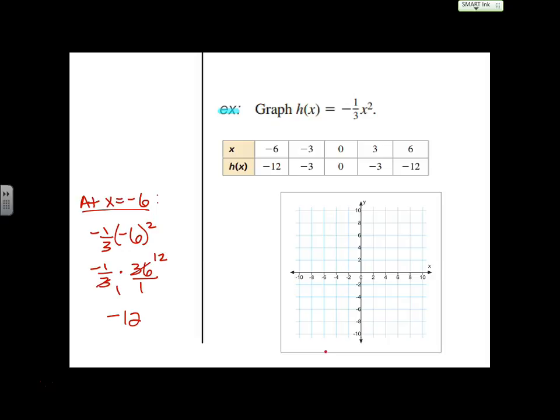Negative 6 goes to negative 12. Isn't that kind of below the graph? Did you guys figure that out? Yes. Okay. And then negative 3. Doesn't this seem kind of wide? Yeah, I feel like I'm making it a lot wider when I connect it with my U shape, right?